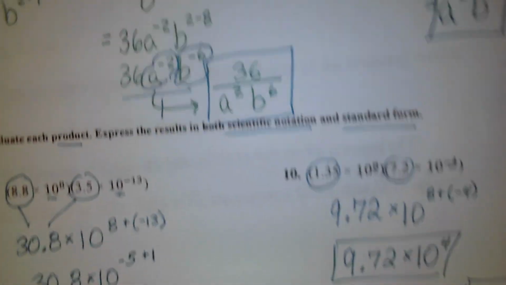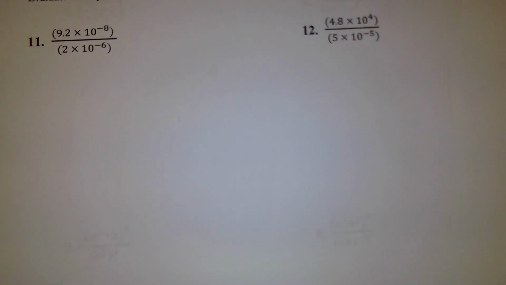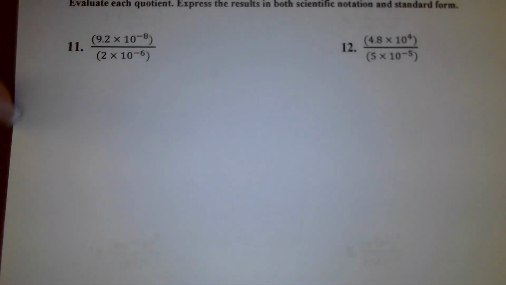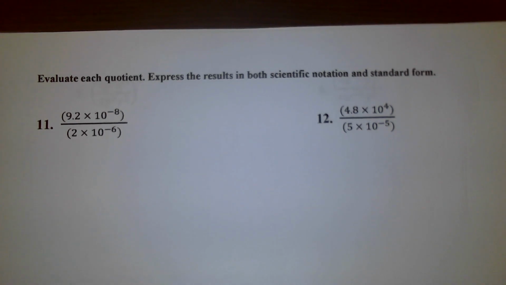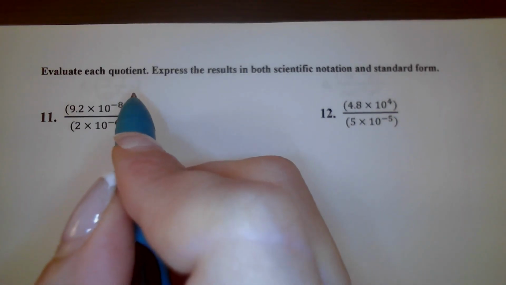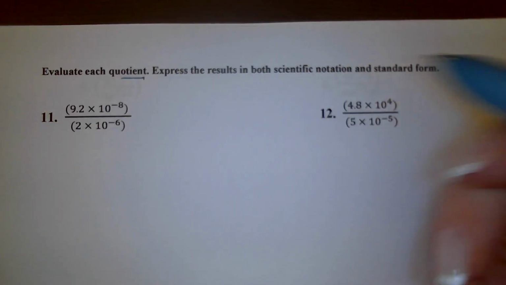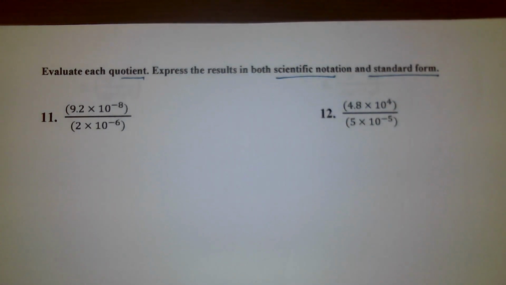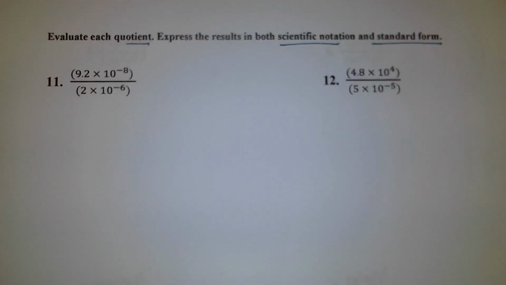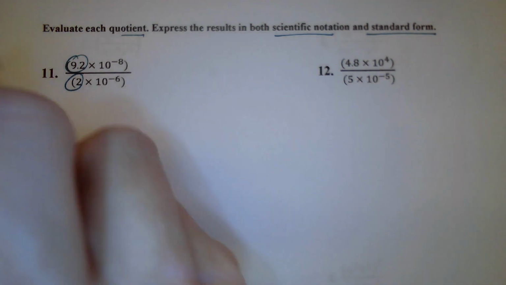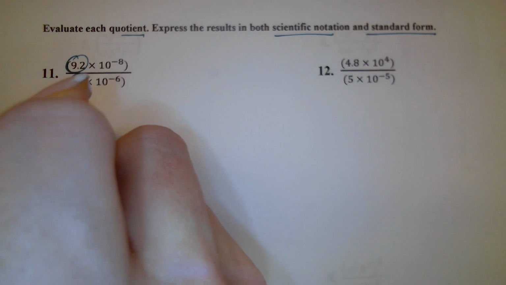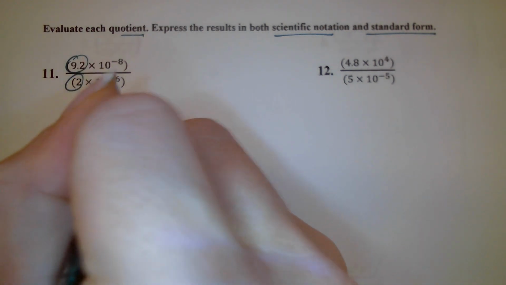All right, we're almost done, folks. You're doing great. Let's move on to just some examples of scientific notation with division, and then we're done. So we're going to evaluate each quotient now, and remember, we're going to write our answer in both scientific and standard form. So the same thing, we're going to first start by dividing the numbers. So 9.2 divided by 2. That gives us 4.6 times 10.